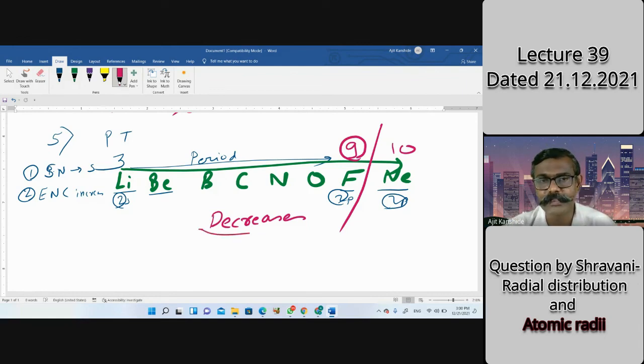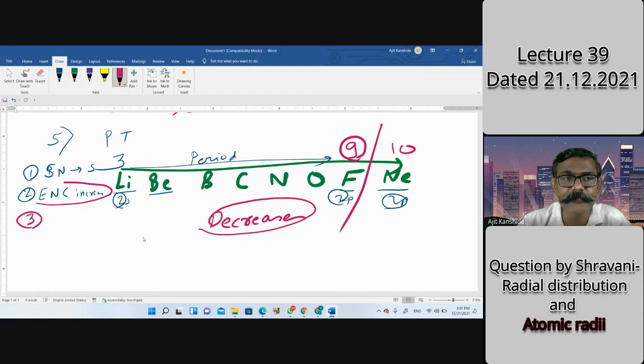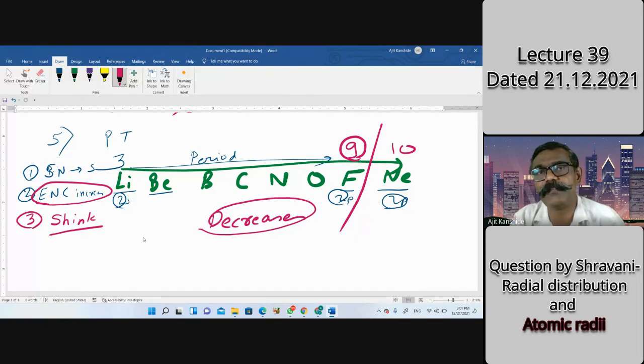Therefore, the conclusion is decrease. Because of the increase in nuclear charge, effective nuclear charge, due to the increase in the number of protons, due to the increase in atomic number, there will be shrinking in size as we move from left to right. Therefore, size decreases. So what's the conclusion? Due to the increase in effective nuclear charge, there will be shrinkage in the atom as we move from left to right. Therefore, size will decrease.